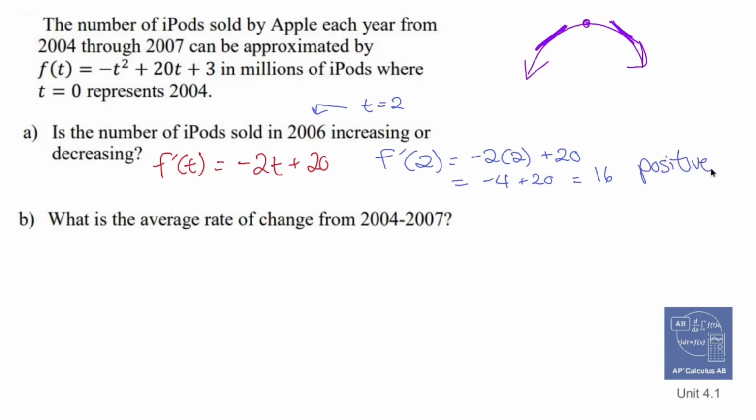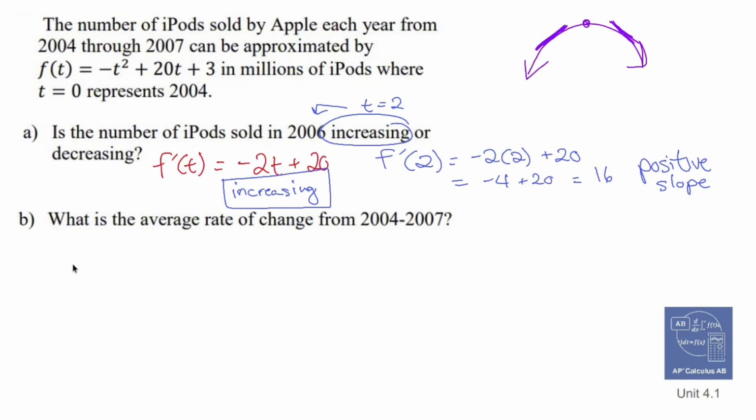And what this means is, since I have a positive slope, remember derivative gives us slope, that means it is increasing at that number right there. So the answer to problem A is increasing. Okay? Fun stuff. Now B is saying, what is the average rate of change from 2004 to 2007?